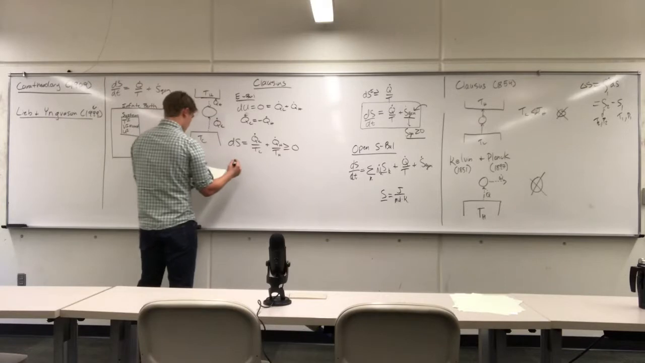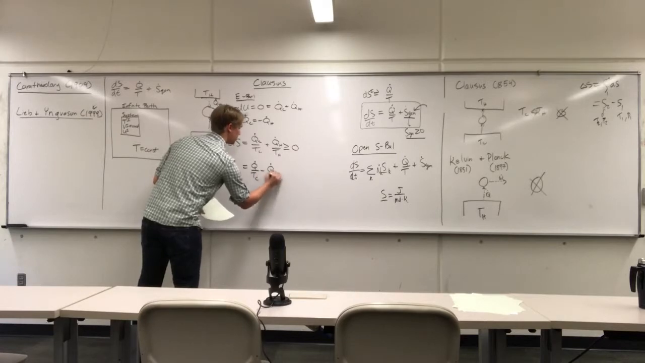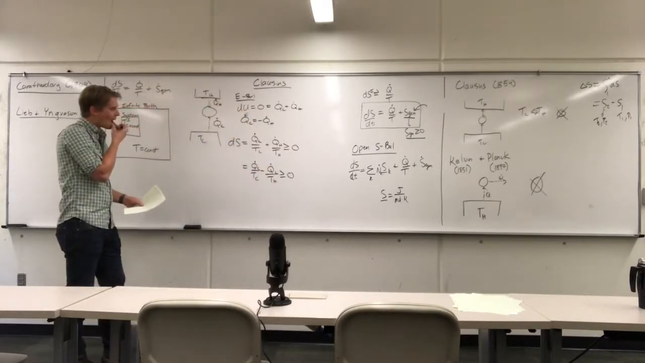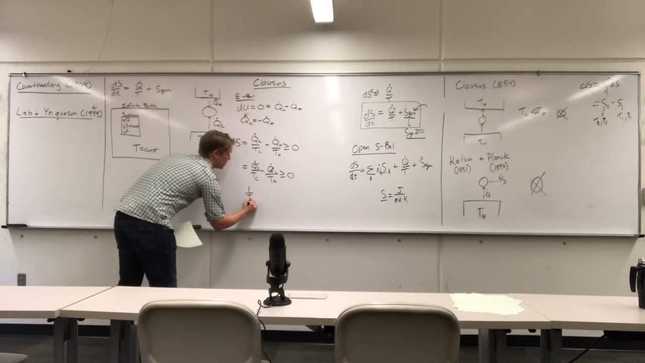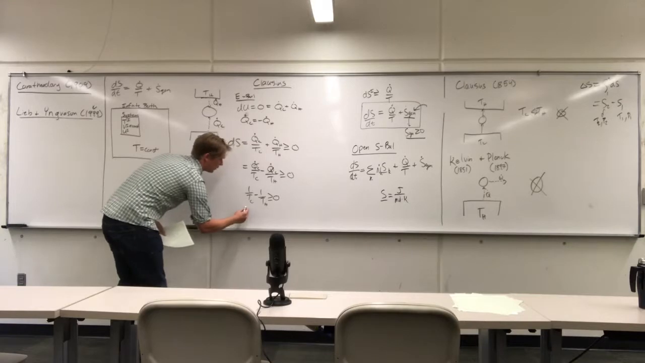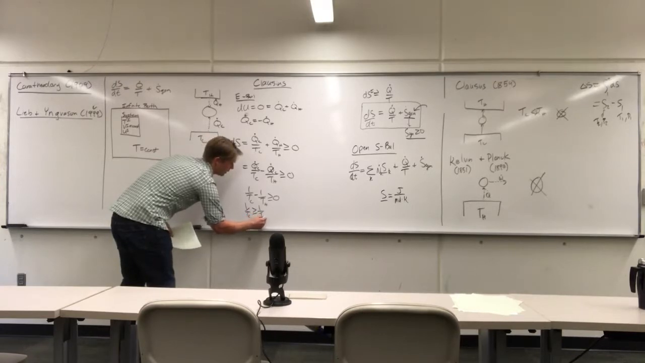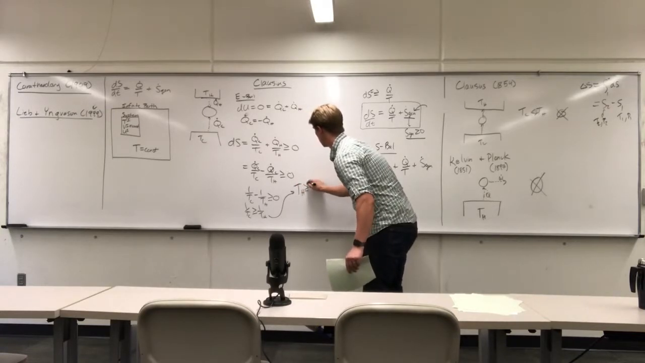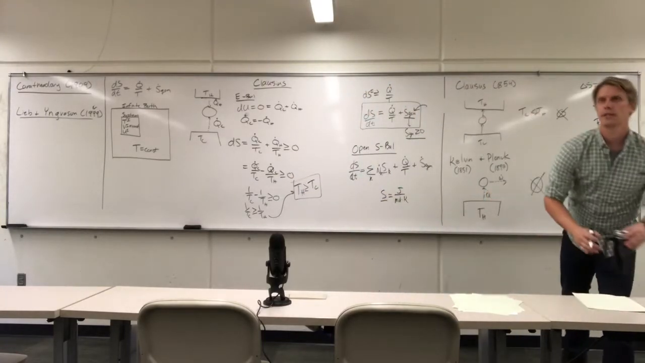So if we do our math here, this is equal to QC over TC minus QC over TH, greater than or equal to 0. We can get rid of QC. We'll have 1 over TC minus 1 over TH greater than or equal to 0. And then finally, 1 over TC has to be greater than or equal to 1 over TH. Do our cross multiplying, and the hot reservoir has to be hot. The cold reservoir has to be cold.